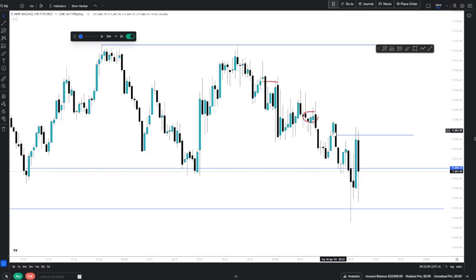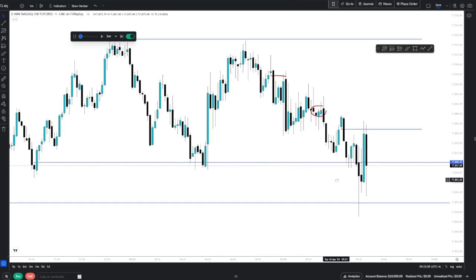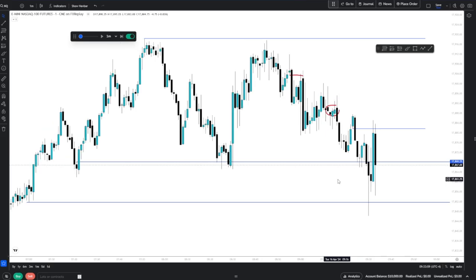So you see we get a reaction off of that unmitigated there. An entry model could be like a 1 minute order block off of it. We have a 15-second entry model off of 1 minute mitigation. But look at the reaction we get off of there.